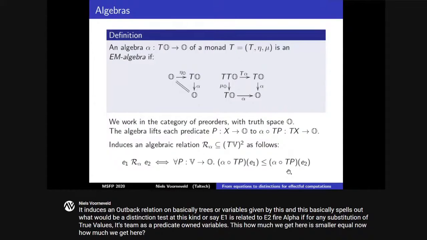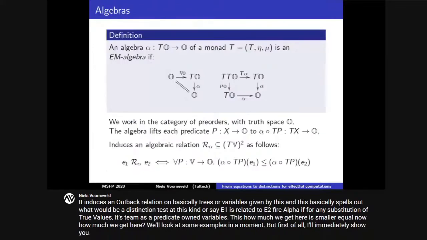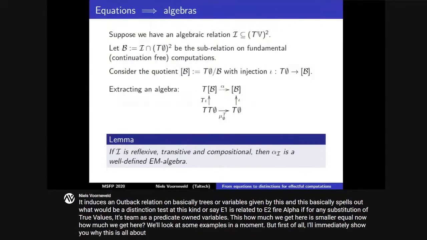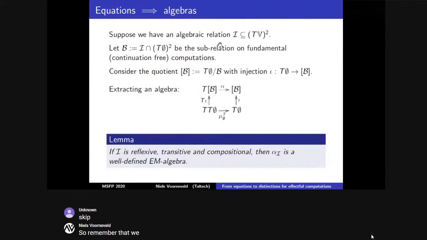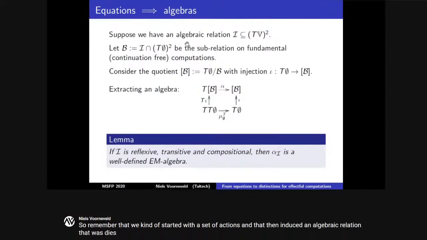We'll look at some examples in a moment, but first of all, I'll immediately show you why this algebra is natural and actually can be derived directly from equations. So remember that we started with a set of axioms, and that then induced an algebraic relation that is nice and compositional and reflexive and admissible and all these properties.